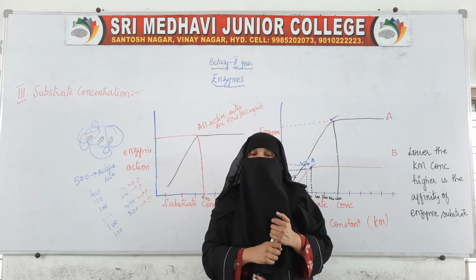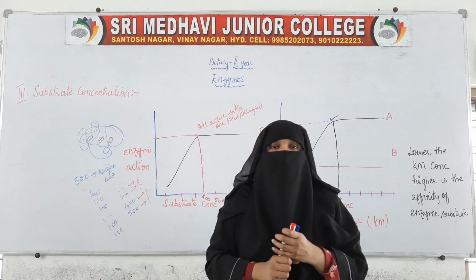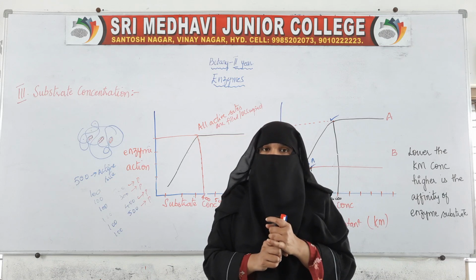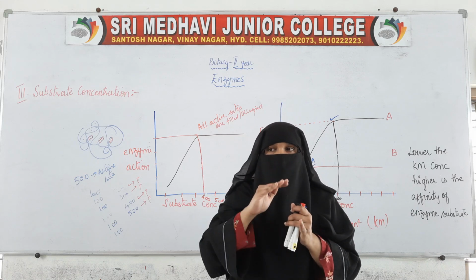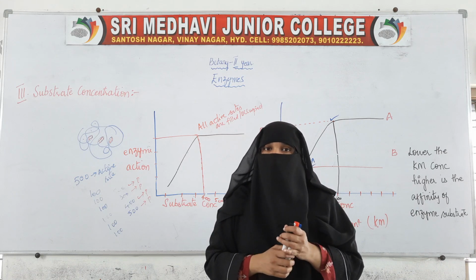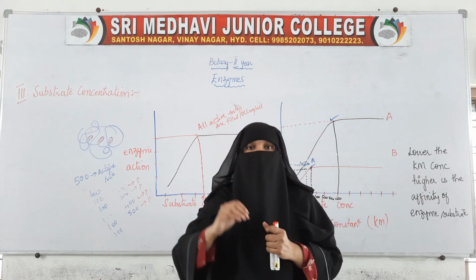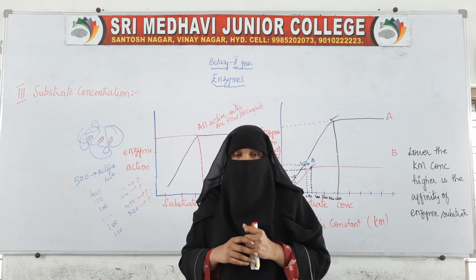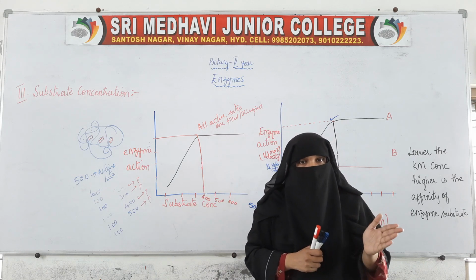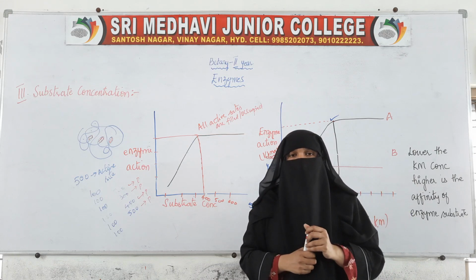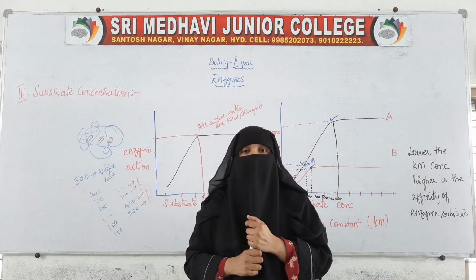the enzyme substrate. So with this we have finished the factors affecting the enzyme action. There are 3 factors which affect the enzyme action. The first is the temperature. The maximum enzyme action is at the optimum temperature. With the increase in the temperature, the productivity decreases, and with the decrease in the temperature also, the productivity decreases. The productivity is maximum at the optimum temperature.